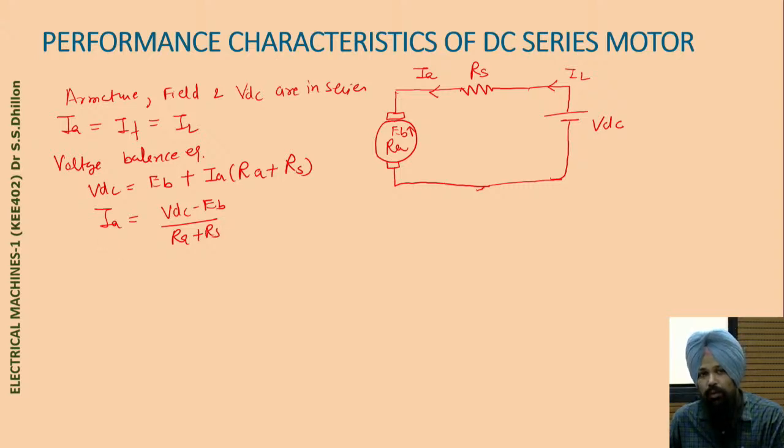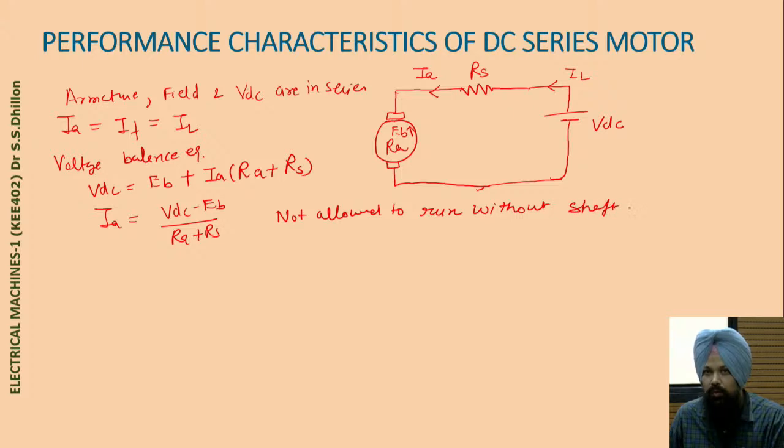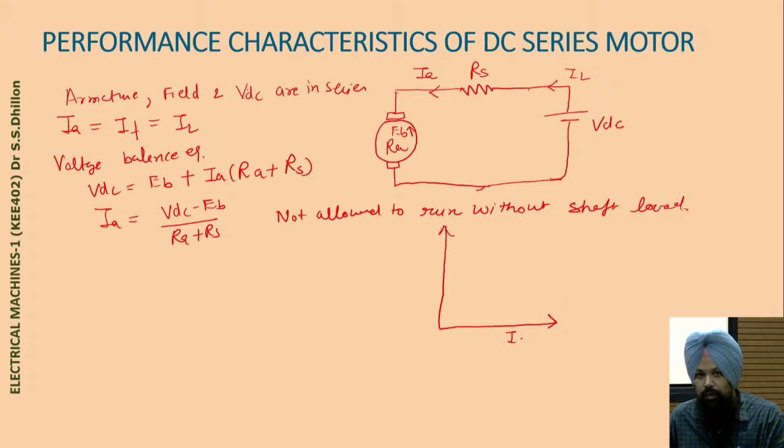Now the main concern about the DC series motor is that it is not allowed to run without shaft load, or without load. We can't run this DC series motor because there is a reason behind that. As we know, in the case of a DC series motor, it totally depends upon the flux versus field current characteristics. That is very important.